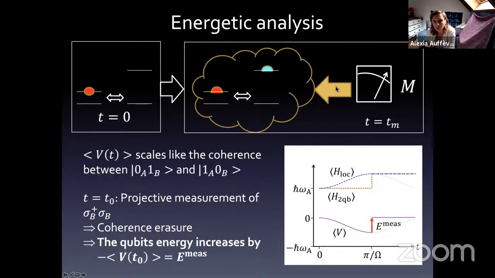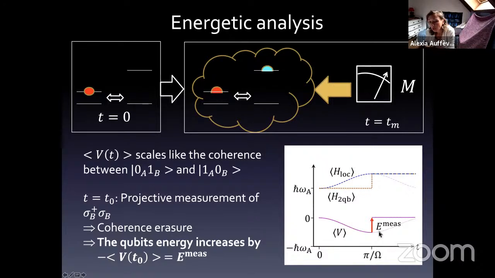So what happens when I do my measurement? When I do my measurement, actually, I'm erasing the coherences between the two states, or I'm erasing the entanglement, basically. I end up in a mixed state. Either my excitation is in the red qubit or in the blue qubit.